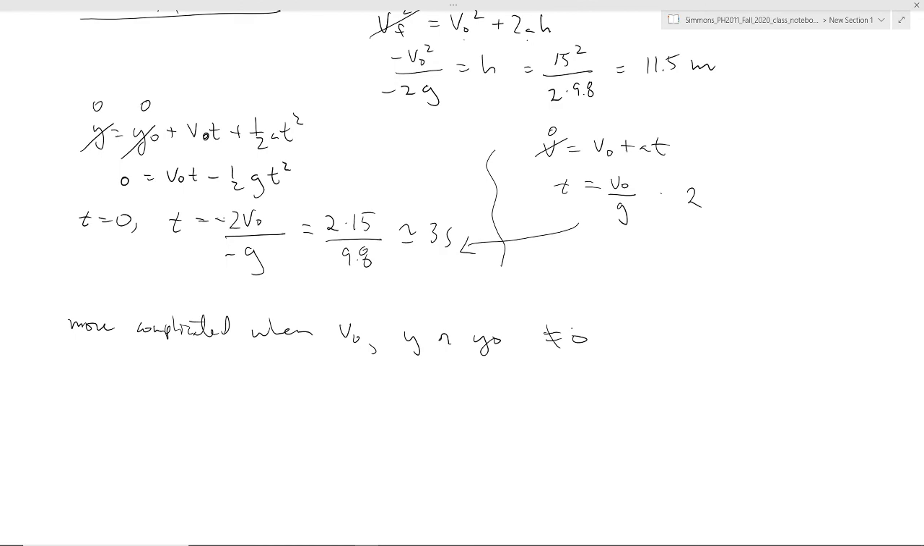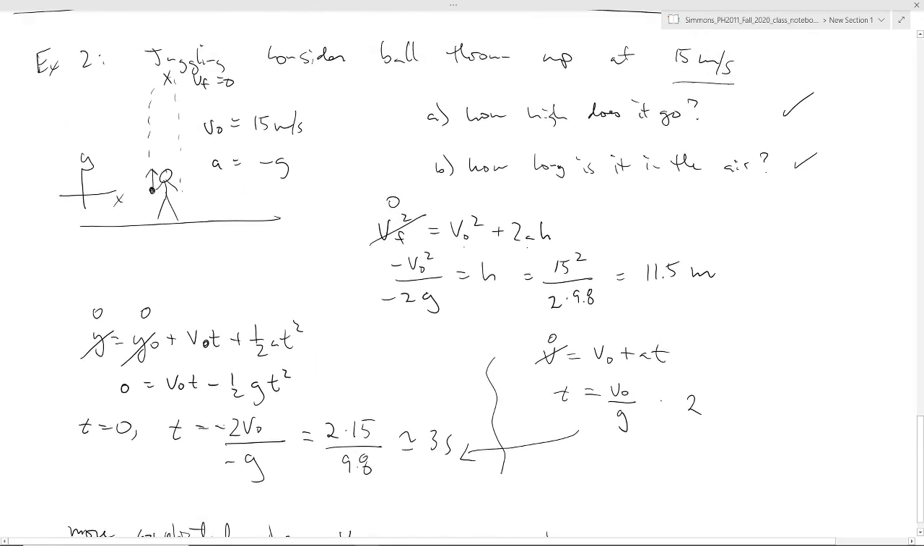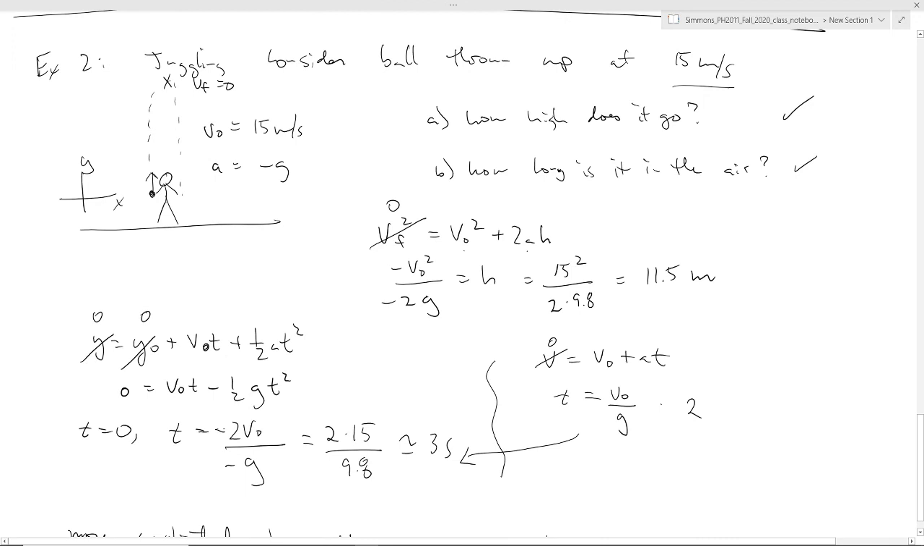So hopefully these examples help get you started with one-dimensional motion, talking about situations with constant acceleration and especially free fall, kind of the most common case of a constant acceleration that we encounter.